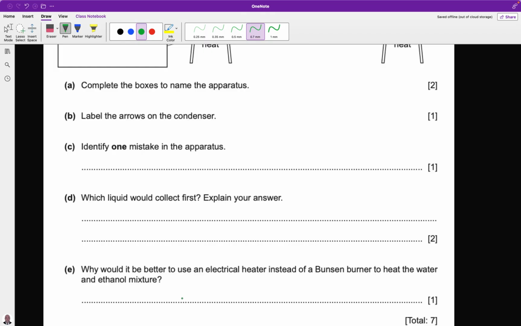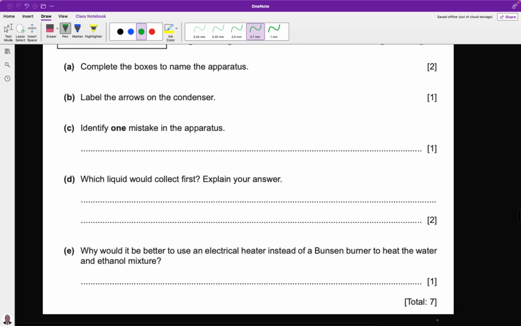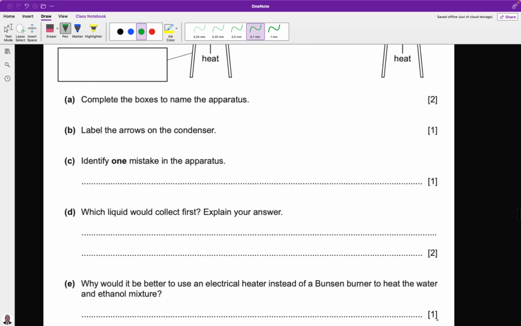If you answered all your questions from A, B, C, D to E, you will have a total of 7 marks. This is what you are expected to do.